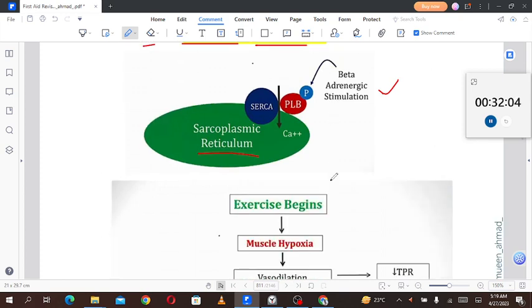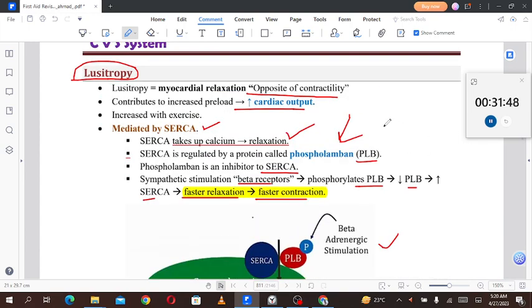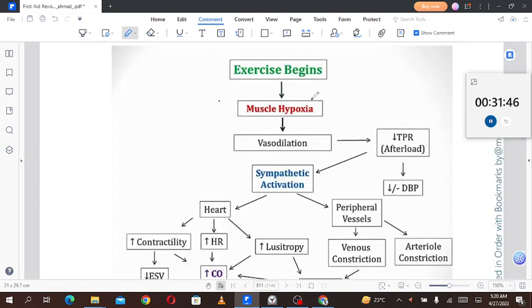And if the calcium is leaving the cytoplasm, it is no more available to the contractile apparatus. If there is decreased calcium availability to the contractile apparatus, the contraction will be inhibited and there will be relaxation or lucitropy. So here you can see the exercise physiology.